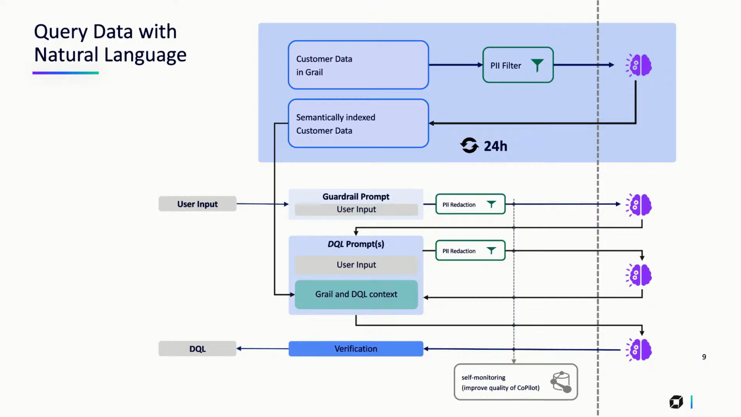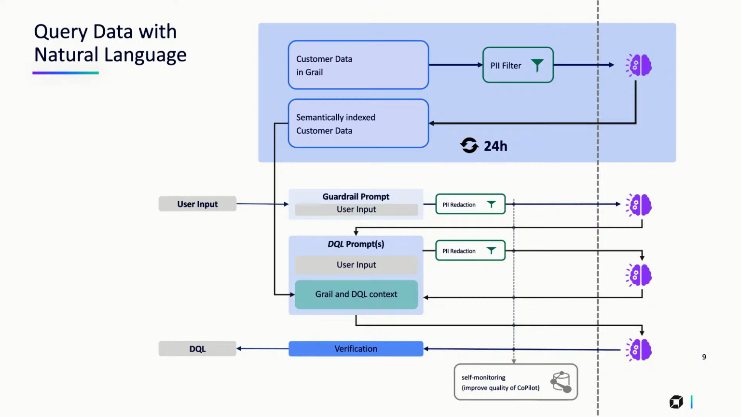It's our self-monitoring. It's deployed all over the globe, and measures are taken so that we have the proper data in the proper place, and this data is later used in manual processes to see how we can improve, for example, the retrieval augmented generation approach to come up with a more improved Grail and DQL context or things like that.